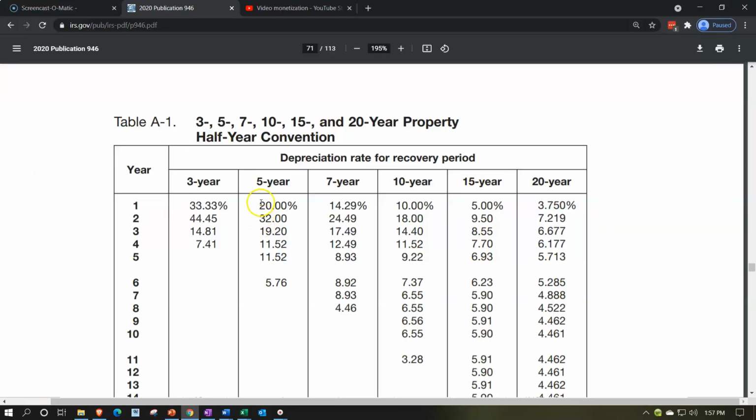When projecting depreciation, you might want to go to the IRS website at irs.gov and take a look at publication 946, which has information related to depreciation, depreciable assets. You could then go to table A1, and that gives our year depreciation. So if I'm looking at 5-year depreciation, then I can follow these percentage rates in order to calculate the depreciation.